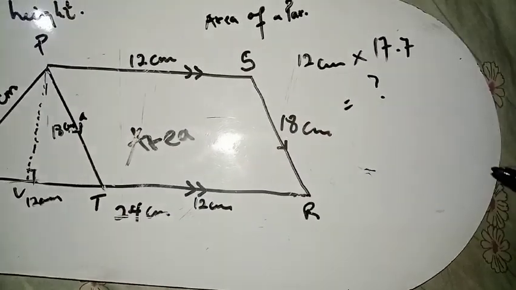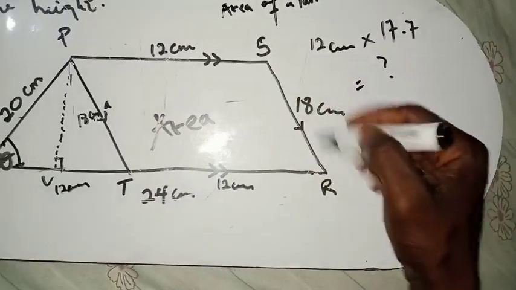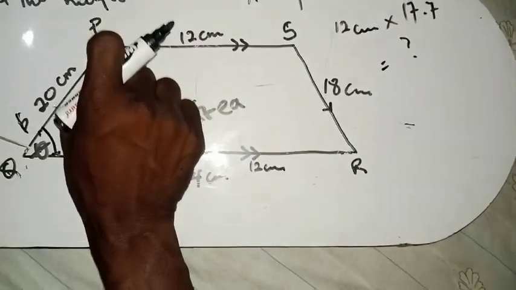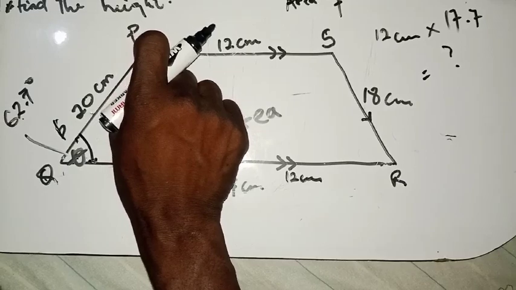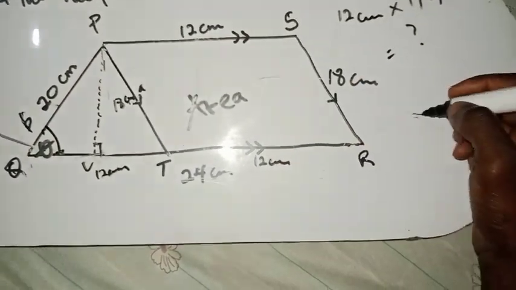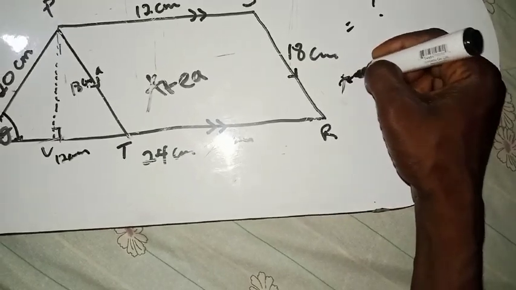Are you there? Okay, perfect. Now finding the area of the entire shape. So which shape is this? We want to take this part out right now. So which shape are we going to get? That should look like a trapezium, right? Exactly, that is a trapezium. So finding the area of a trapezium.